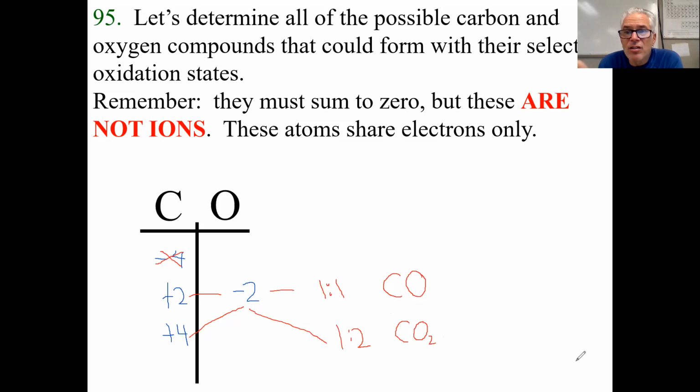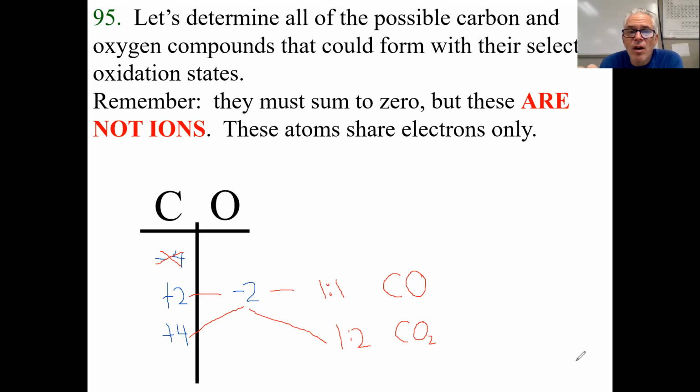Now, based on our selected oxidation states, the only 2 possible carbon-oxygen compounds in the universe are either carbon monoxide or carbon dioxide. There's no more. We can't have carbon trioxide or pentacarbon decaoxide. None of those are going to work.